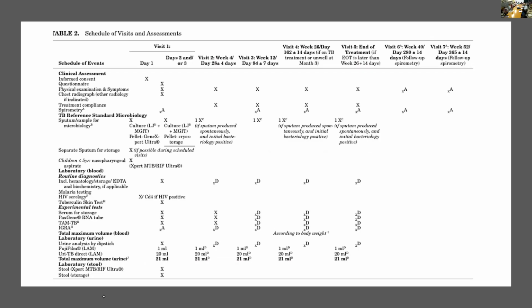If you look at what they have done, during the initial assessment, they have taken informed consent. They have applied the questionnaire and examination. They have done all tests for TB, that is microbiology, culture and Ultra. They have also done some experimental tests on these children, and they have followed them over time intervals, 1 month as well as 3 months. And if the child was on medications for TB, they followed them up for 6 months and every month.